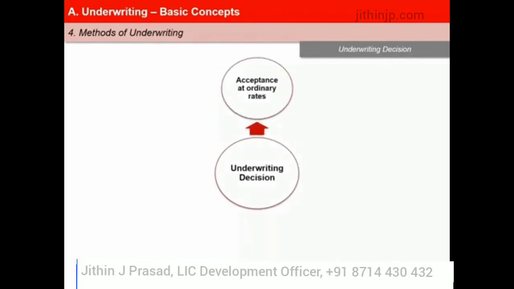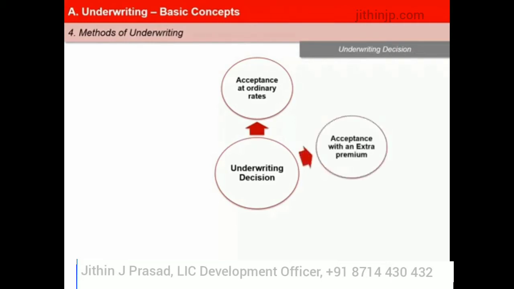Let us now consider the various kinds of decisions that underwriters may take with regard to a life proposed for underwriting. First, acceptance at ordinary rates, OR. It is the most common decision. This rating indicates that the risk is accepted at the same rate of premium as would apply to an ordinary or standard life. In such cases, the premium is charged as per tabular rates.